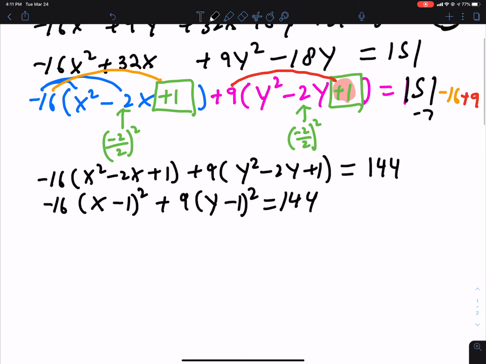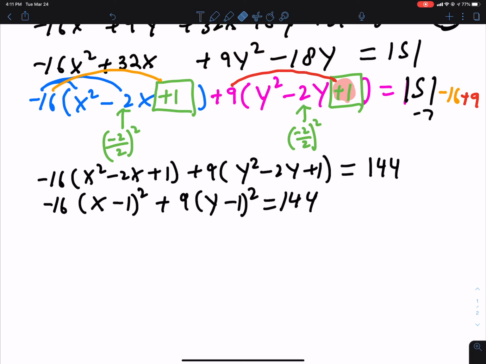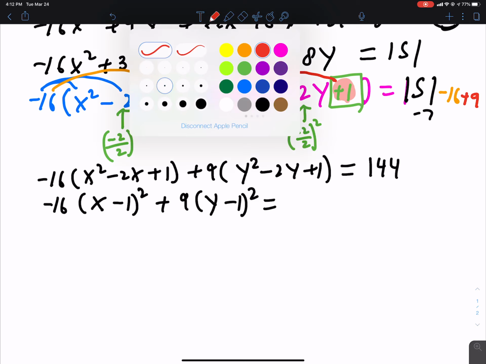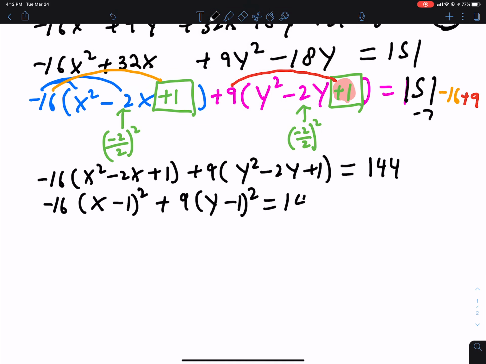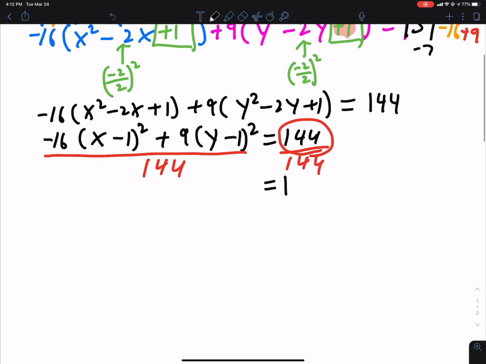The next step, if you remember, when we get to the standard form, whoa, that was not supposed to happen. When we get to the standard form, this number right here is supposed to be a 1. So what we're going to do is divide both sides by 144 to get it to be the standard form. Let me lower that. That's a little tight.